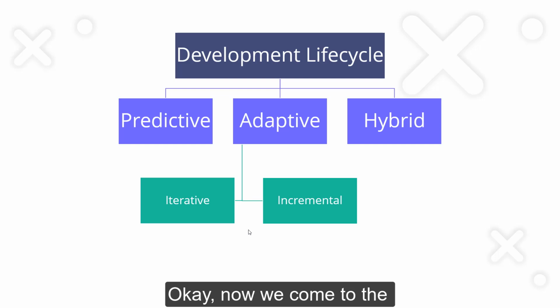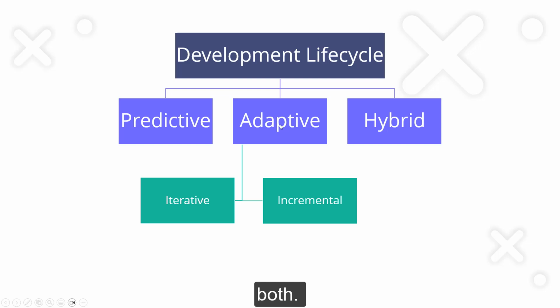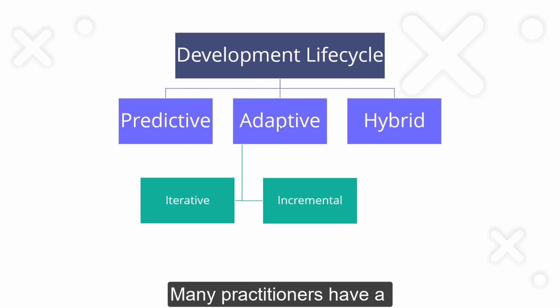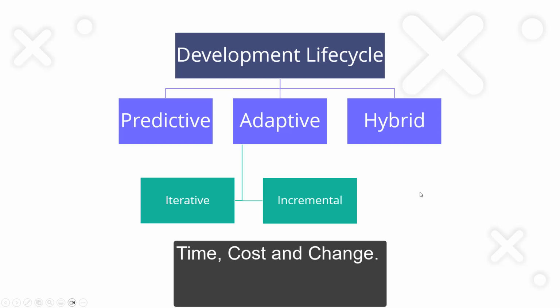Okay, now we come to the real meat of this lesson. The development lifecycle can be either predictive, adaptive, or hybrid. Many practitioners have a lot of confusion with the topic that we are going to discuss now. I will make it real simple and please pay extra attention. We will examine these three life cycles from the perspective of scope, time, cost, and change.